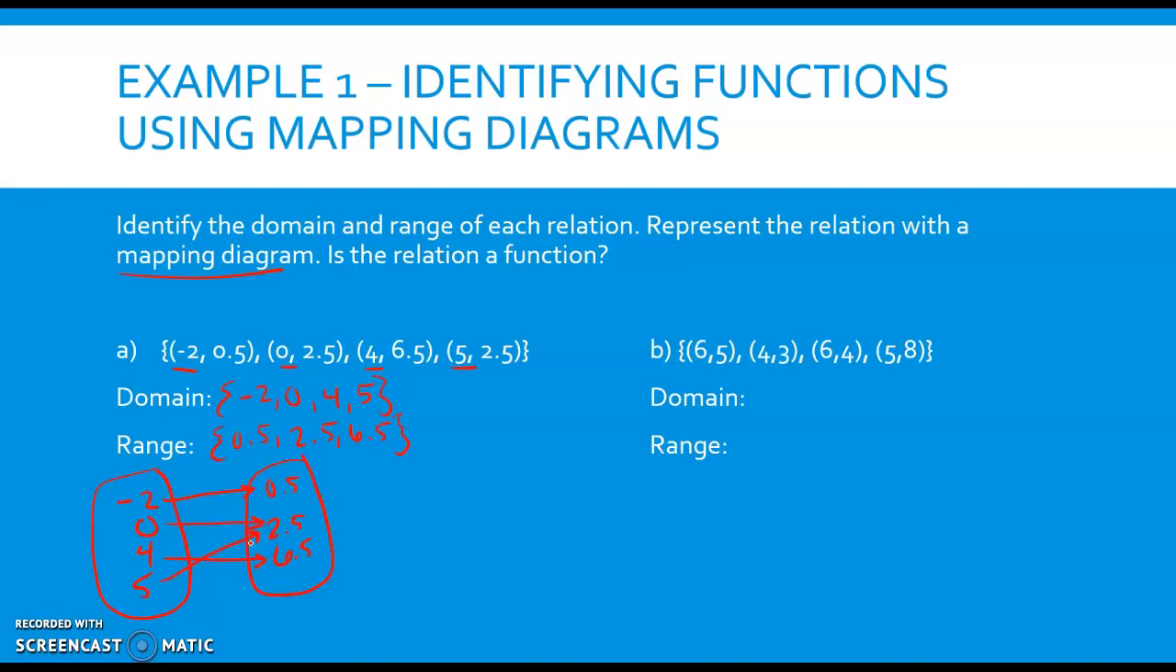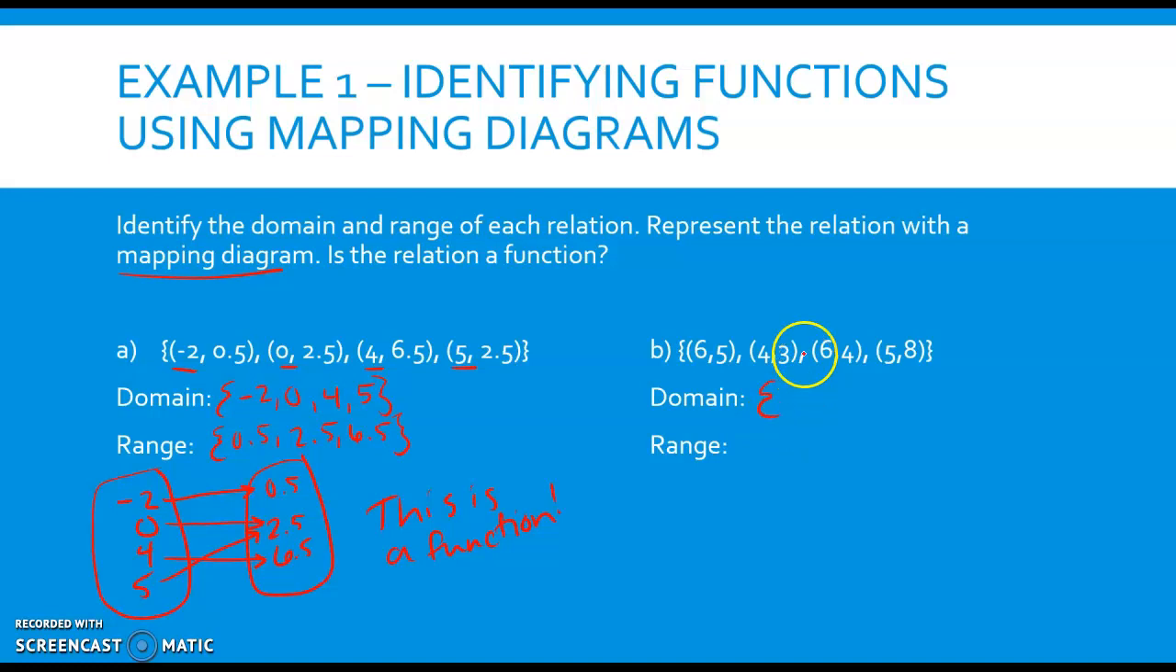Now, the next thing, is this relation a function? Well, the definition of a function is for every input, there's exactly one output. So each of our inputs maps to only one output. So this is a function. And again, even I know that we're like, but there's two 2.5s. Well, that's our output. Our output can have multiple inputs, but our input can only have one output. All right, so now we're going to move on to the next one.